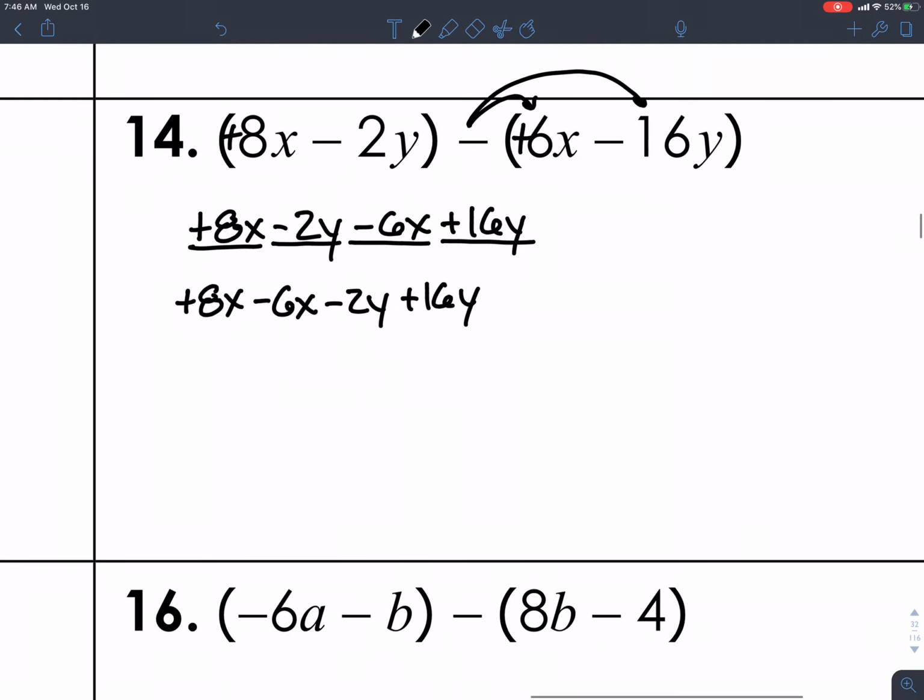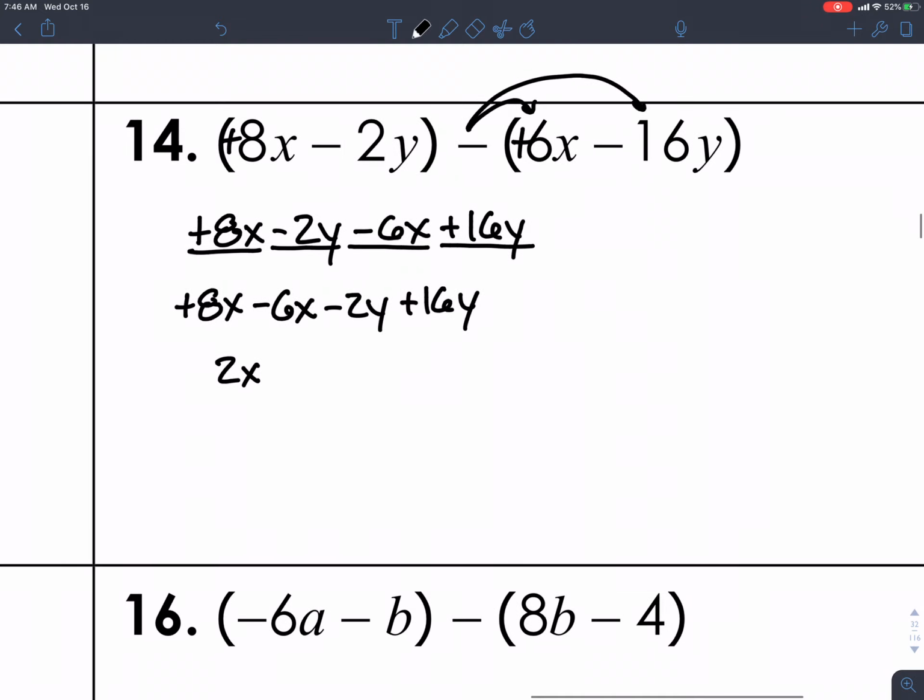So let's go down here. We've got 8x minus 6x. So that 8 minus 6 is 2x. Negative 2 plus 16. Reverse it. What's 16 minus 2? You can do that. Just think of it in the opposite, if it might make things easier. 16 minus 2, that's a positive 14, and the y comes along. Okay? I still have two variables, but they're different. I can't combine an x term and a y term. They have to stay separate. So I'm done here. Okay?